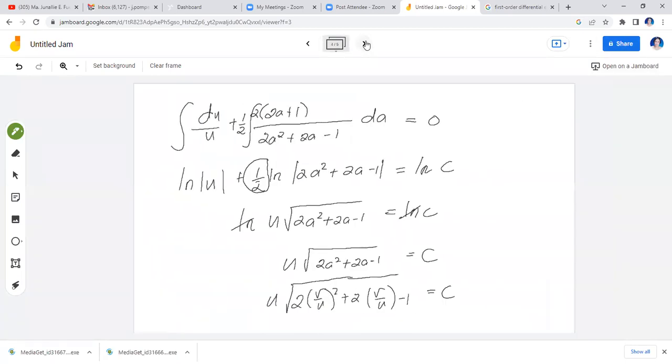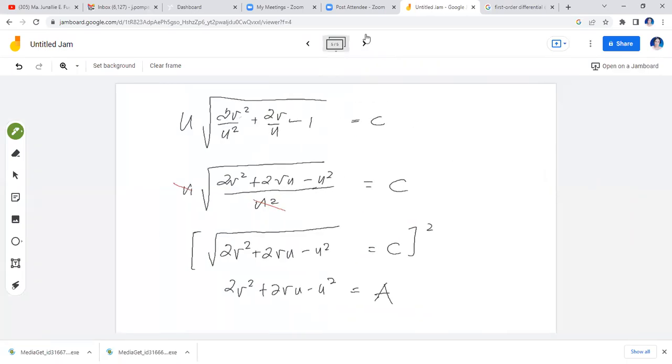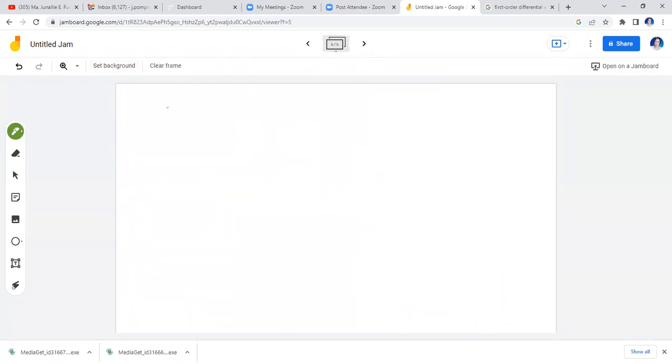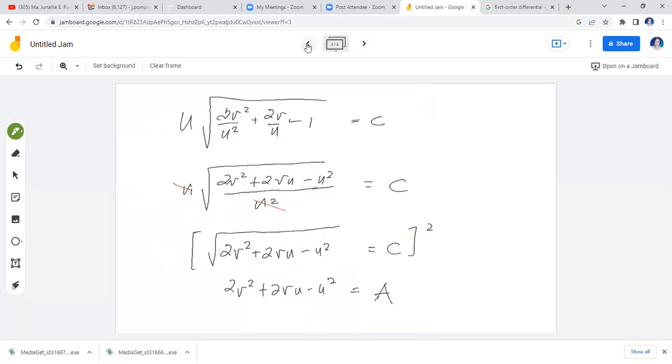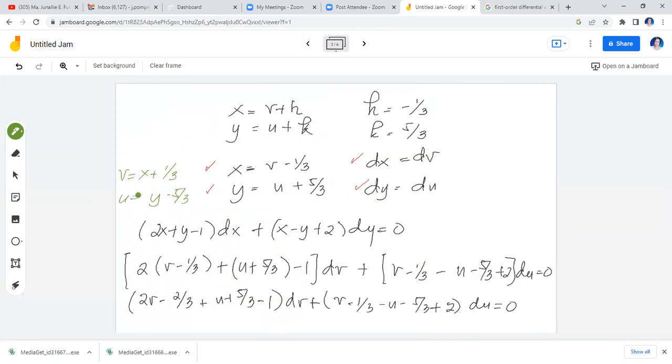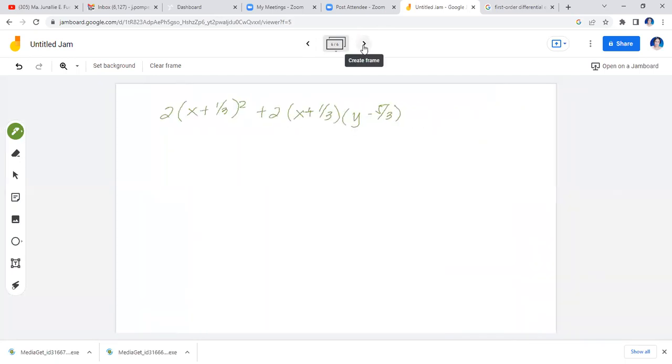So we have here for this one, 2v squared will now change to 2 times x plus 1/3 squared. Then you have 2vu plus 2 times x plus 1/3 for the v, times y minus 5/3 for the u. I hope you will recall it. It's here. v is x plus 1/3, u is y minus 5/3. So we place it in here.